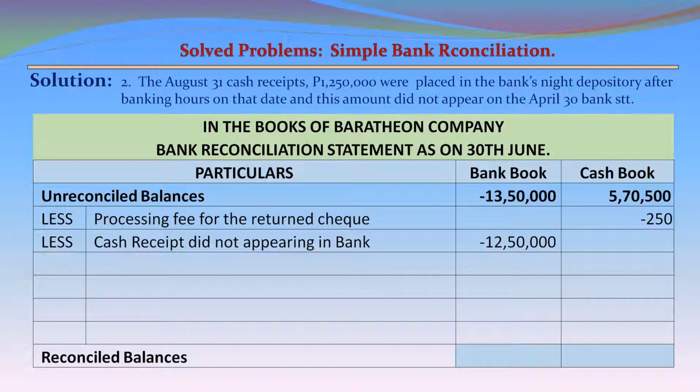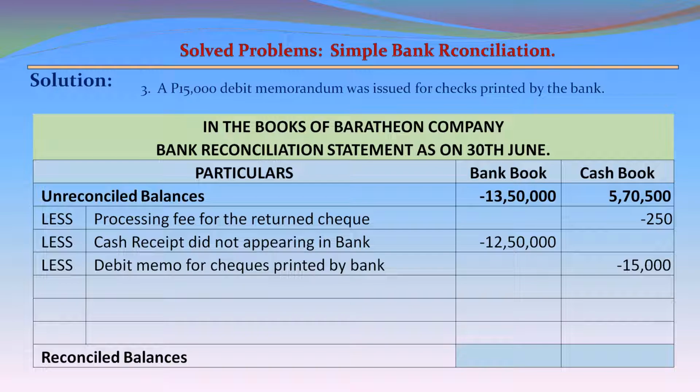Adjustment 2. The August 31 cash receipts of 1,250,000 were placed in the bank's night depository after banking hours on the date, and this amount did not appear on the April 30 bank statement. That means this has been recorded in the cash book, but the bank has not yet recorded it, maybe due to some reasons. So we have to add this to the bank book balance, because after collection they will add this amount to our bank balance.